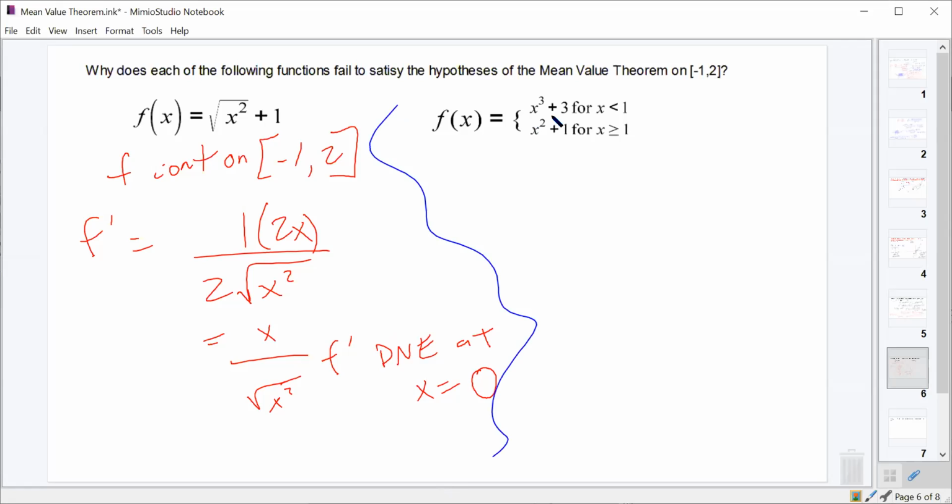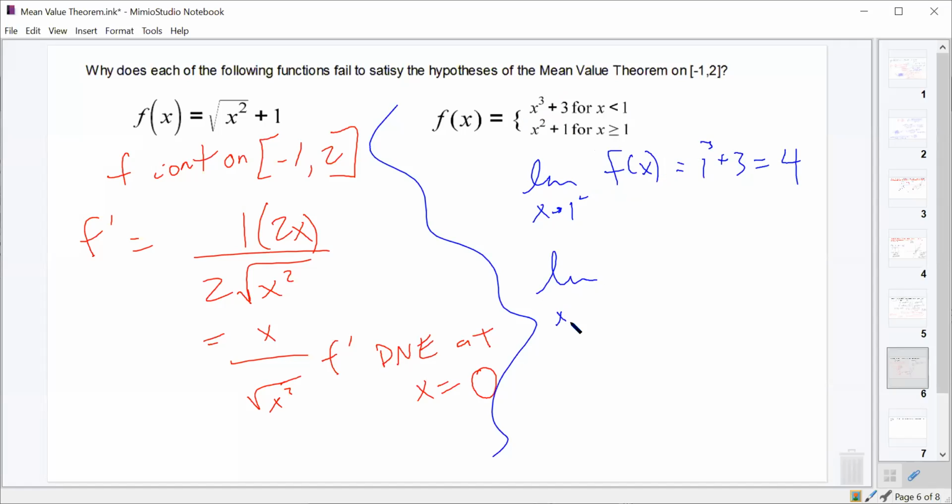X cubed plus 3 is continuous, right? And x squared plus 1 is continuous. The question is, do they meet up nicely at x equals 1? And the answer to that comes from a left and a right hand limit, just like we did a few weeks back. As we approach 1 from the left, what is f of x? From the left, that'd be x cubed plus 3, so that'd be 1 cubed plus 3, which is 4.